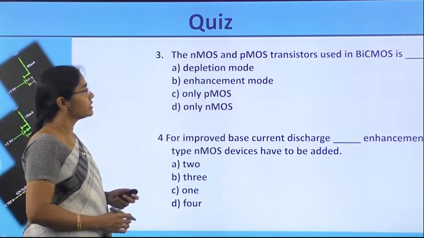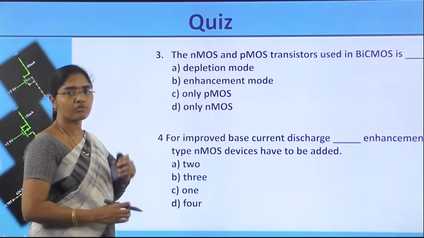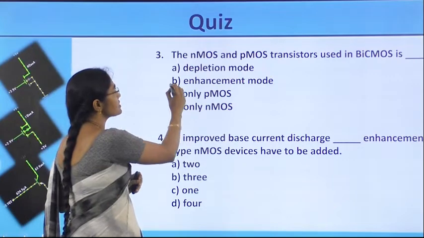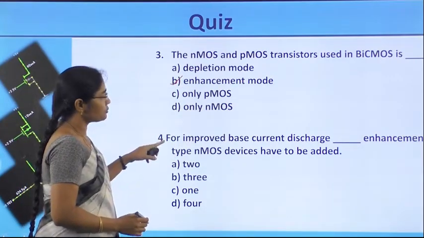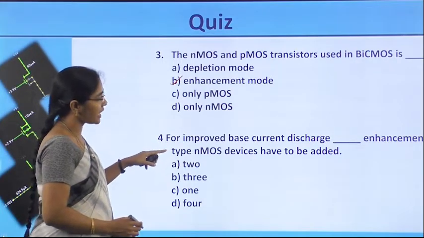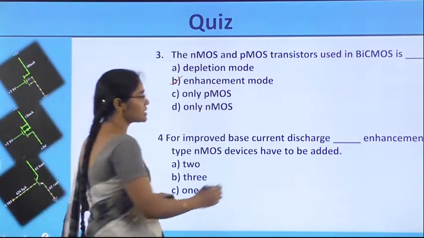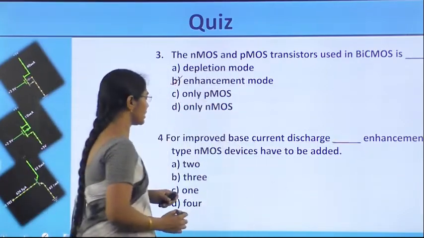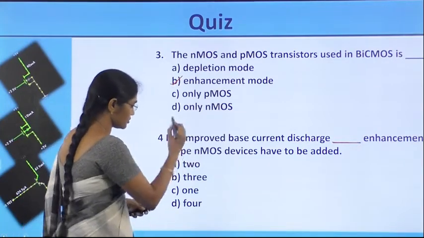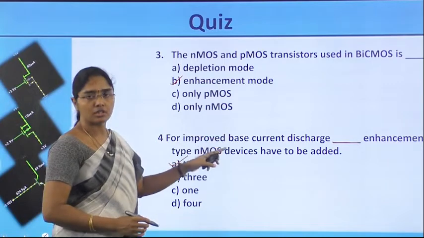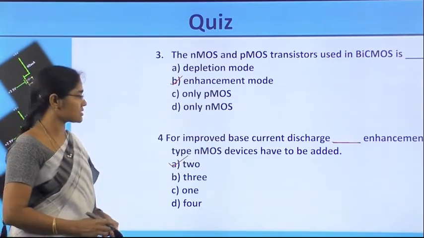The next question, the NMOS and PMOS transistors used in BiCMOS are of what type? The type is always enhancement mode only. So, enhancement mode transistors. For improved base current discharge, dash enhancement type NMOS devices have to be used. Means a dash number. In the fourth circuit, how many transistors are used to have the base discharge? 2 transistors of NMOS enhancement type are used to have the base current discharge.